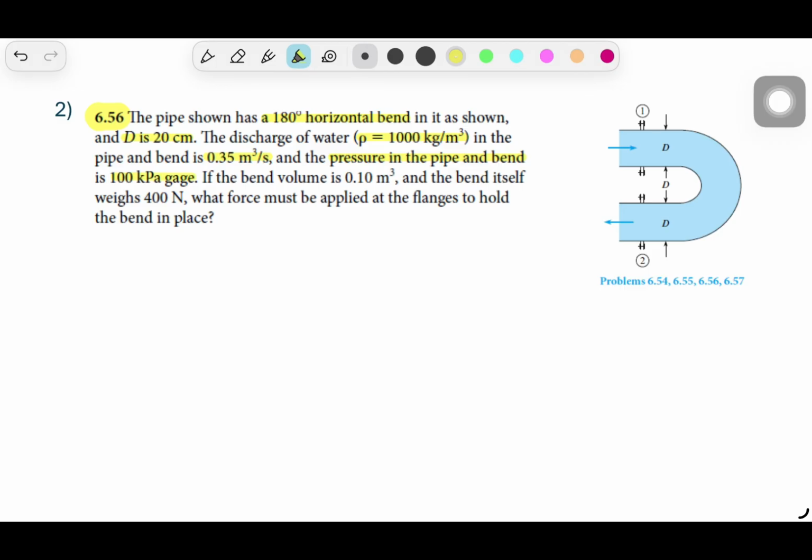The bend volume is 0.1 cubic meter, and the bend itself weighs 400 Newton. So what force must be applied at the flanges to hold the bend in place?